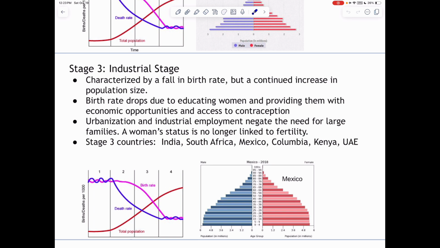Countries we see like this right now, a lot of this is happening in Mexico, Colombia, Kenya, India. We're seeing a lot of that movement right now.